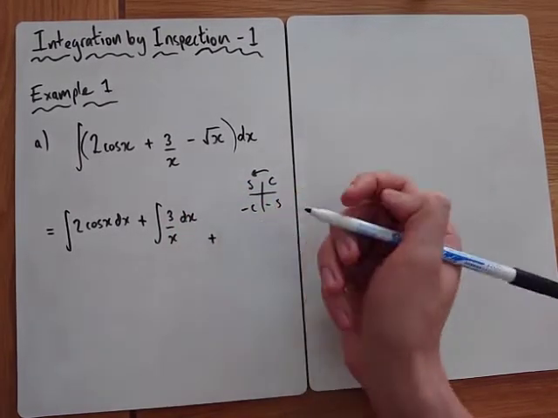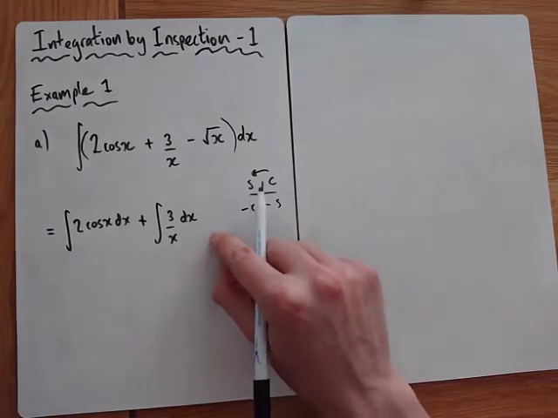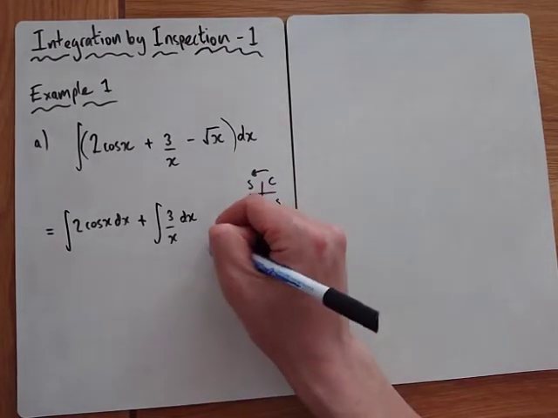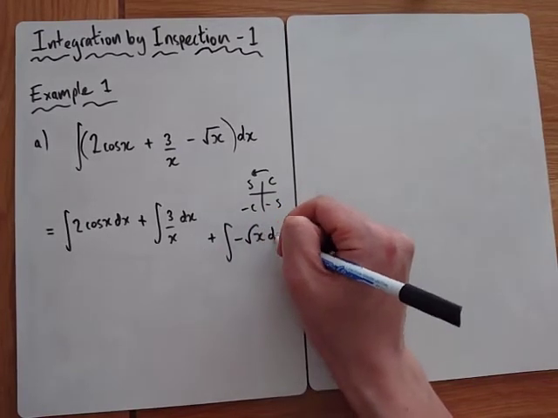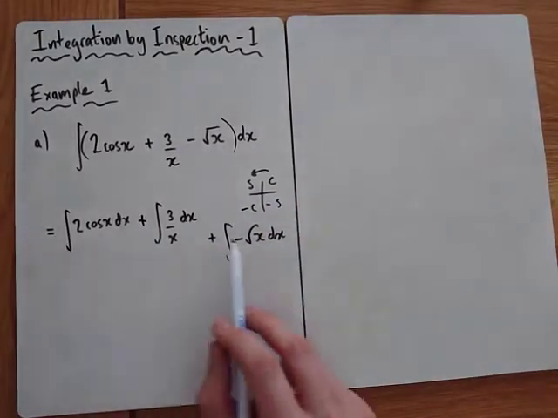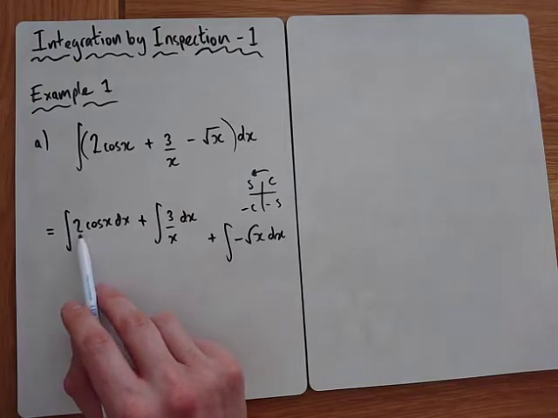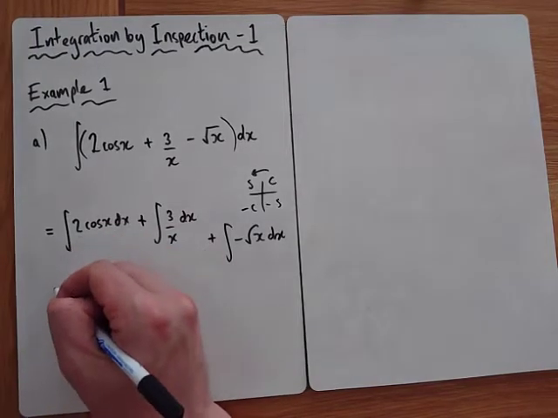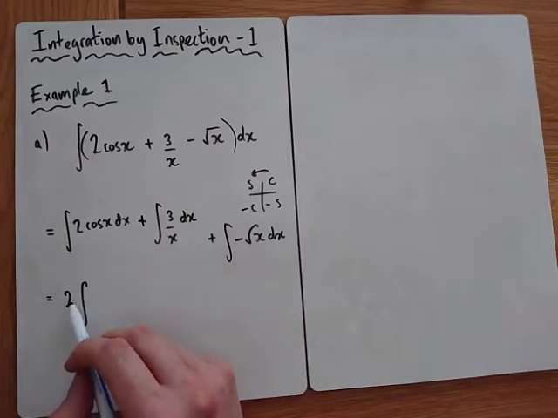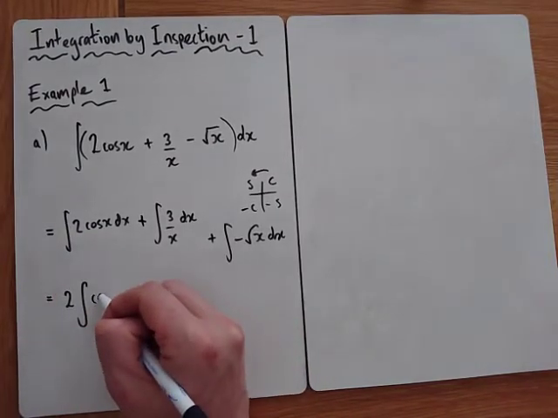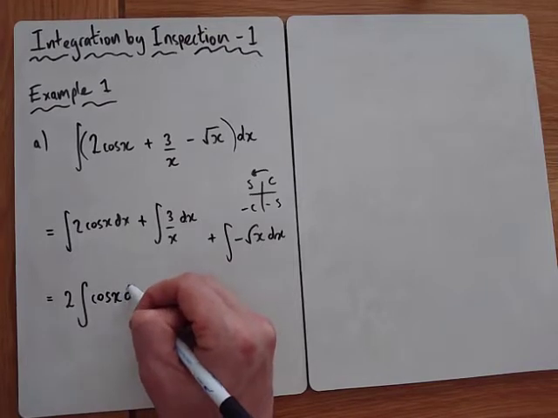We're also integrating, I'll take the minus outside. No, I'll say it's plus for now. So minus root x with respect to x. With these integrals, you might not have seen this before. If there's a constant multiple, you can just take it outside the integral. So integrating 2 times cos is the same as 2 times the integral of cos, which I sort of skimmed over earlier.